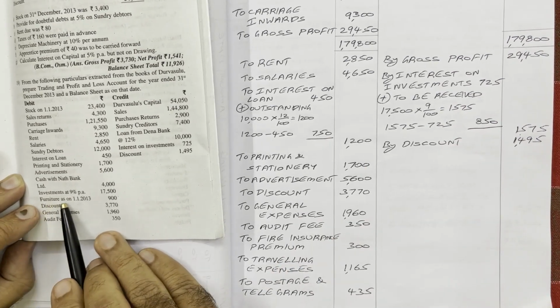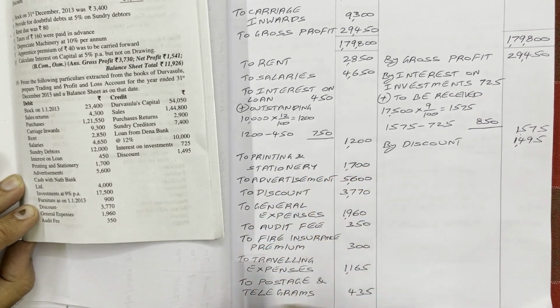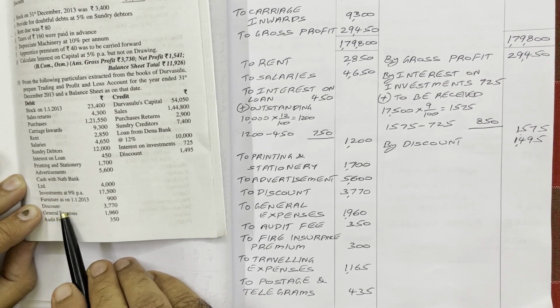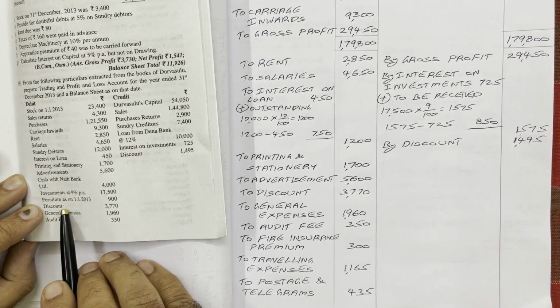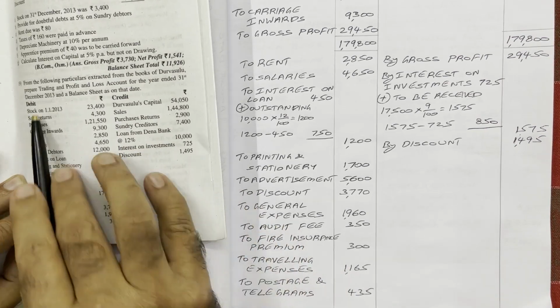Furniture. So furniture is an asset. Asset is a balance sheet item. It doesn't show in the P&L account. Next, discount. Discount is of two types: discount allowed and discount received.